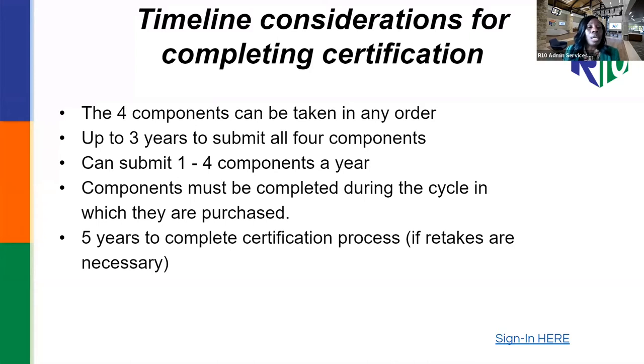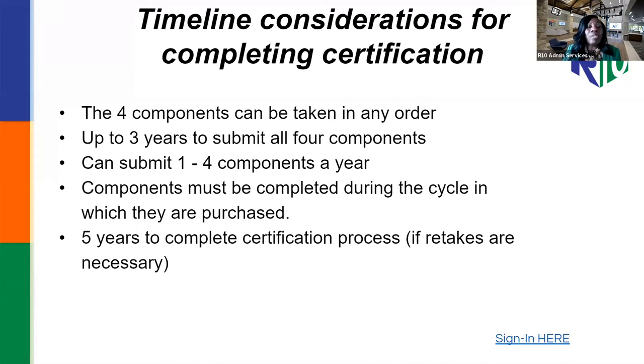That is an option, but in our cohort, we tend to just take it a little bit slower so you have time to process, but you can do it. Components must be completed during the cycle in which they are purchased, meaning you don't want to pay the entire National Board certification process all at one time, unless you're going to submit all in the same time frame. If you're going to take two in the first year, then you only need to pay for those two components and then pay for the other two components in the next assessment cycle.